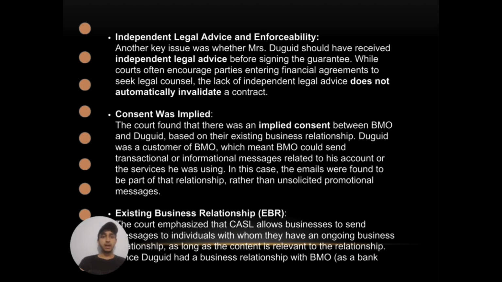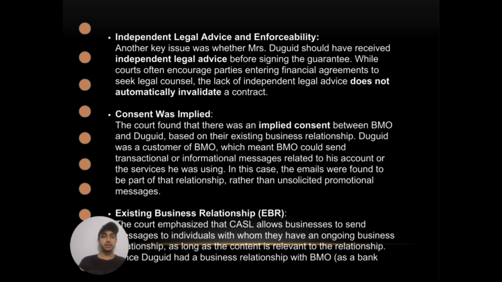Consent was implied. The court found that there was an implied consent between BMO and Duguid based on their existing business relationship. Duguid was a customer of BMO, which meant BMO could send transactional or informational messages related to his account or the services he was using. In this case, the emails were found to be a part of the relationship rather than unsolicited promotional messages.